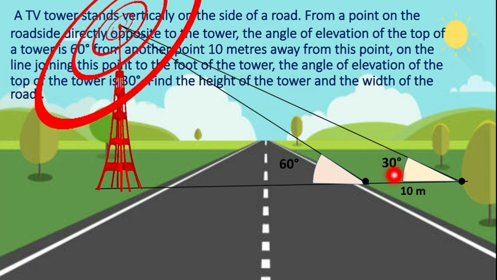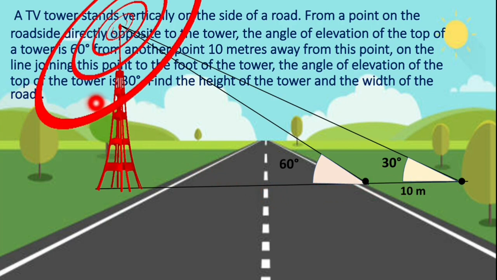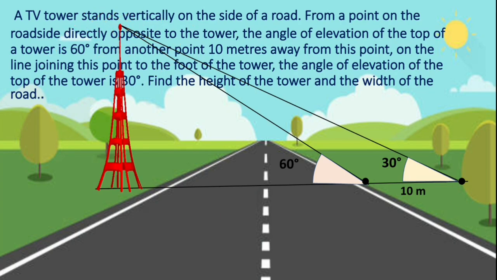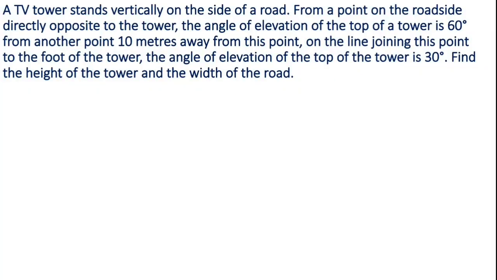Again we get the angle of elevation as 30 degrees, and clearly we know that the distance between these 2 points is 10 meters. Now based on this diagram we have to find out the height of the tower and width of the road. Now just see how we can draw the diagram for this. We know that to indicate a tower we have to consider a straight line. So here I am considering a line. This line indicates the road.